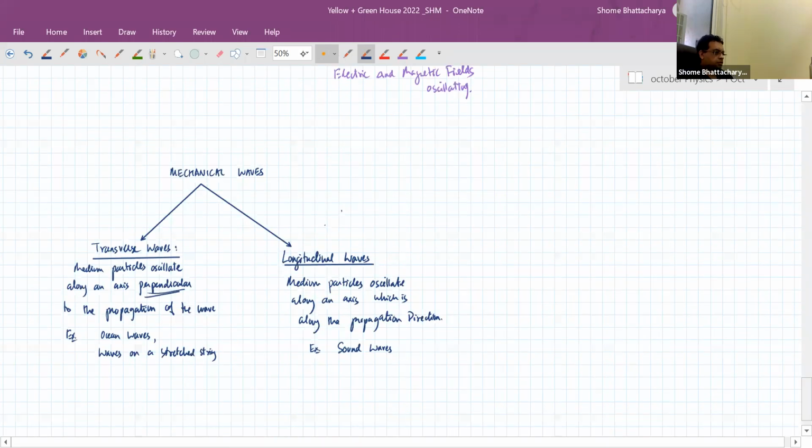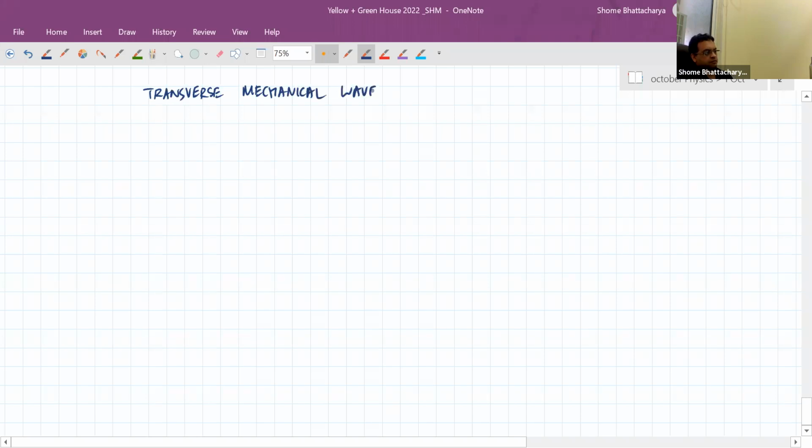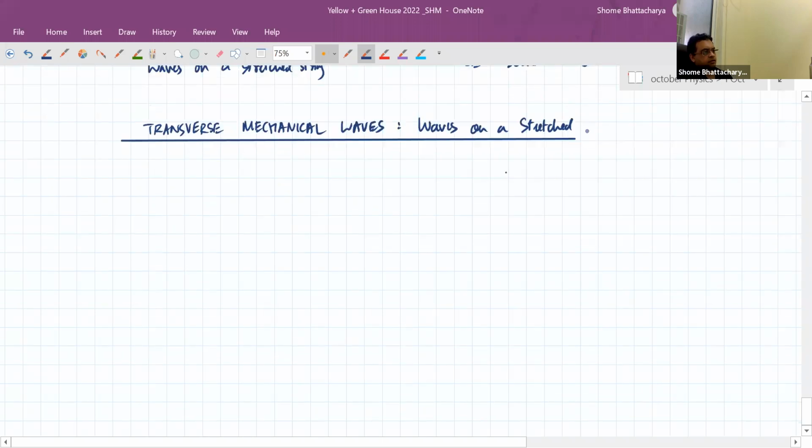Okay, so let's start with the first section of mechanical waves over here, which is the chapter of transverse mechanical waves. The physical model of this that we will study is waves on a stretched string.